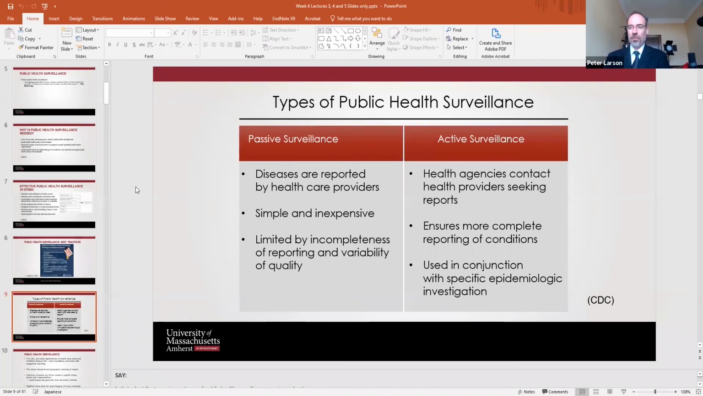Active surveillance can also be going into people's homes and asking questions regularly, basically finding cases in an active manner. This ensures more complete reporting of conditions. It's used in conjunction with specific epidemiologic investigations. So passive, active. You're going to hear these words a lot.